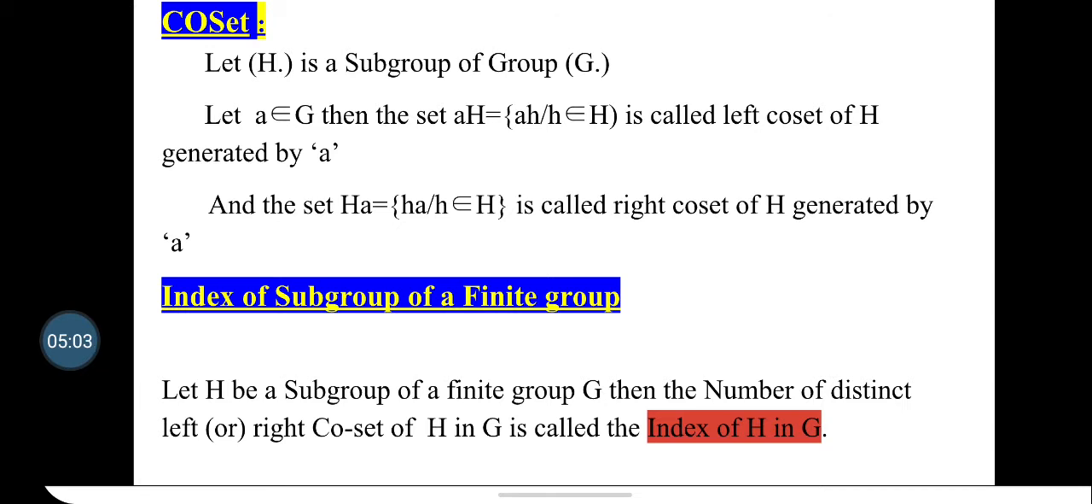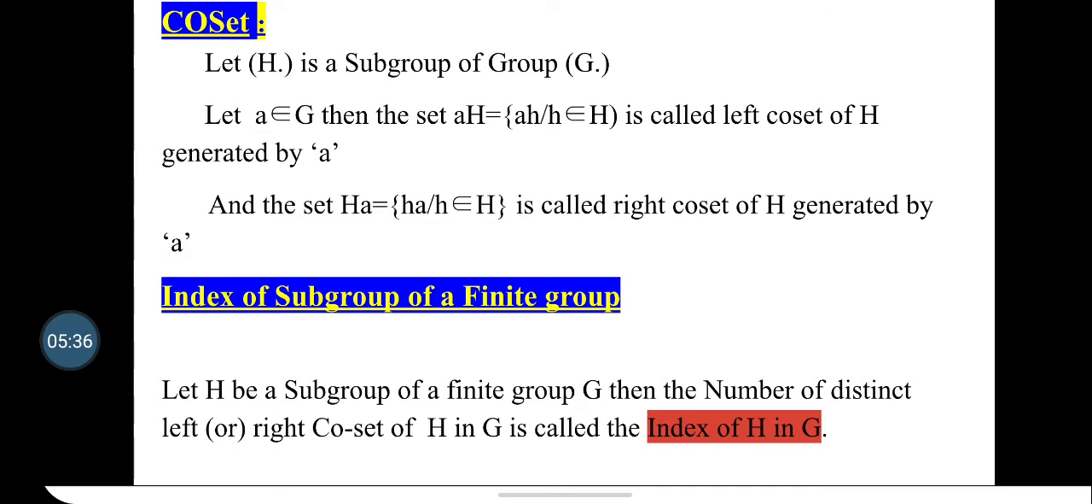Then the set aH is equal to {ah such that h belongs to H}. It is called the left coset of H generated by a. Similarly, the set Ha is equal to {ha such that h belongs to H}. It is called the right coset of H generated by a. So here it depends upon the position of a. If a lies on the left side, then we say that it is a left coset. If a lies on the right side, we say that it is a right coset.